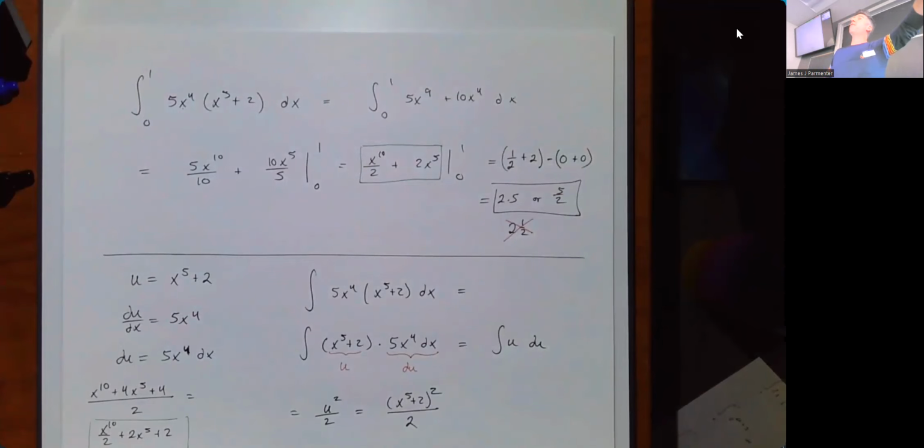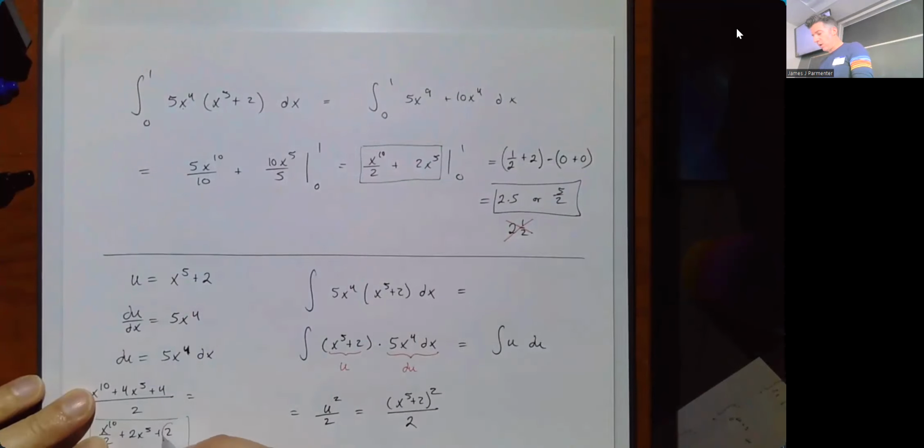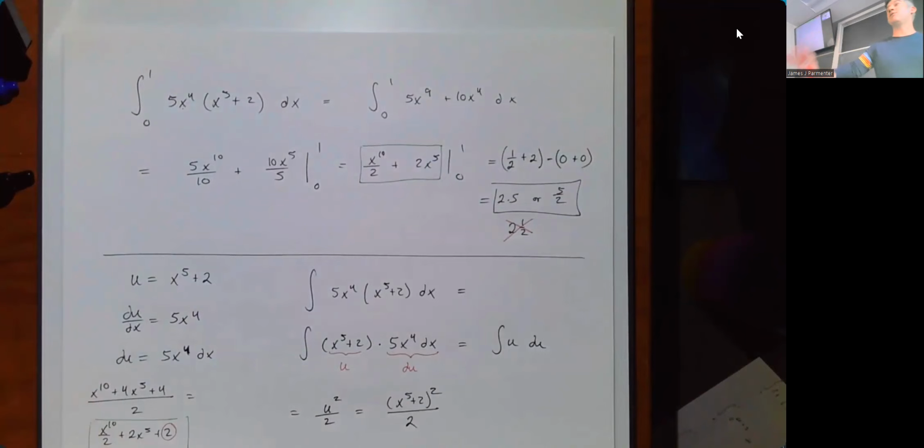Are they the same enough? Yes, they are, because they differ by this constant plus 2. But it's totally okay if you do an antiderivative using a different method and your answer is different from someone else's by 2 or 3 or pi or some other constant. That's totally valid. The antiderivatives can differ by a constant.